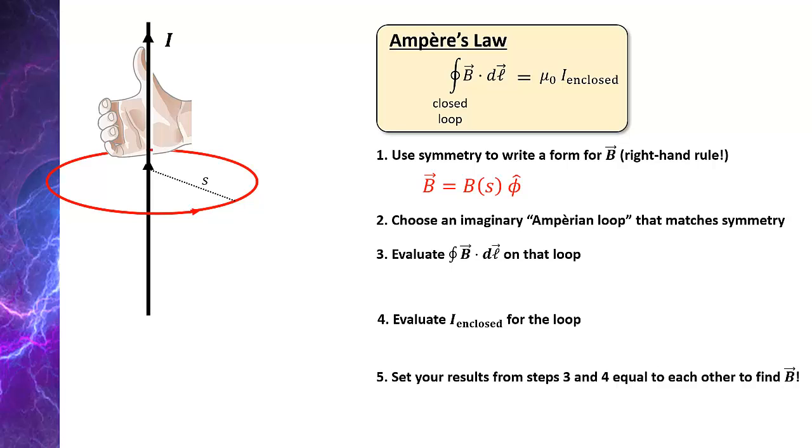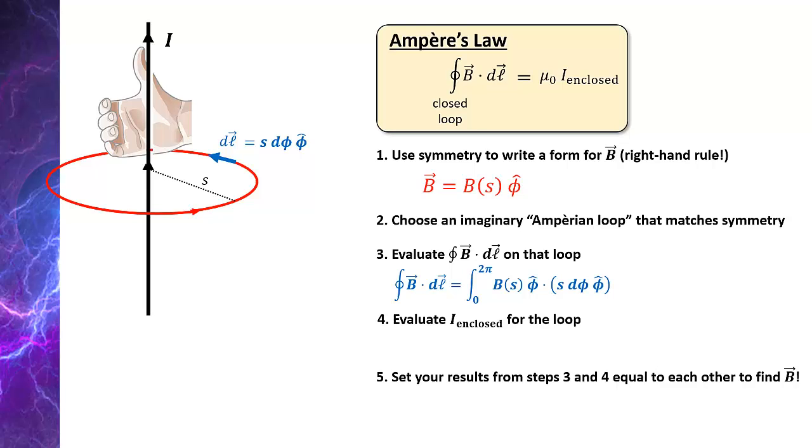Now that I've chosen the imaginary Amperian loop, I'm going to evaluate the integral of B dot dl on that loop. So that means I need to figure out what dl is. dl on this loop is s d phi phi hat. So s d phi is the little bit of length, and then it points in the phi hat direction. Notice that dl inside the line integral has a direction on it. But as with Gauss's law, it looks like we're doing a dot product, and it looks like we're doing something here, but really we're going to turn this into an integral that we don't actually really have to think much about.